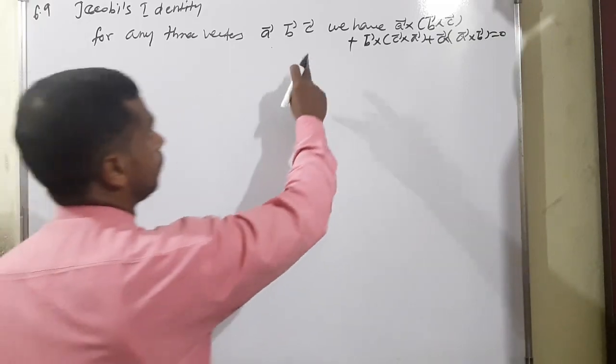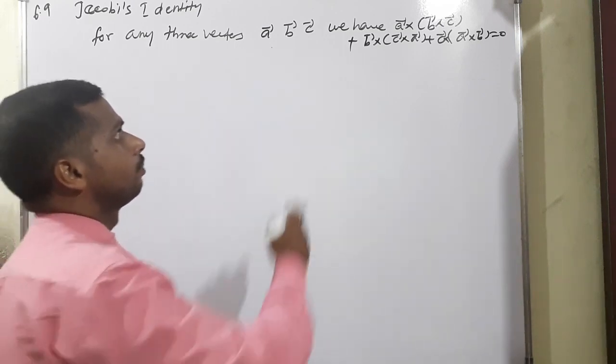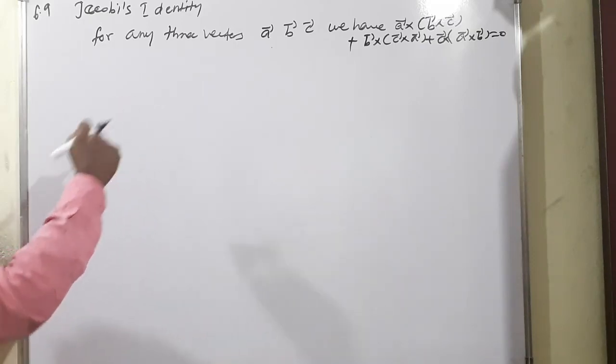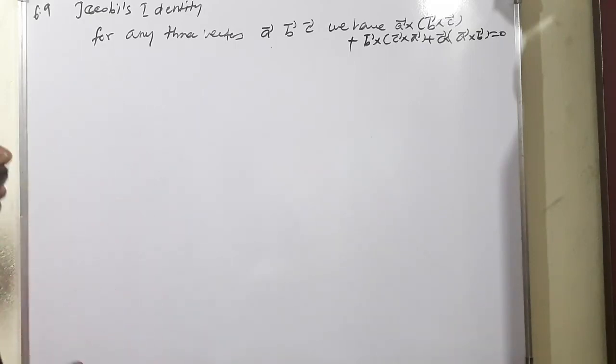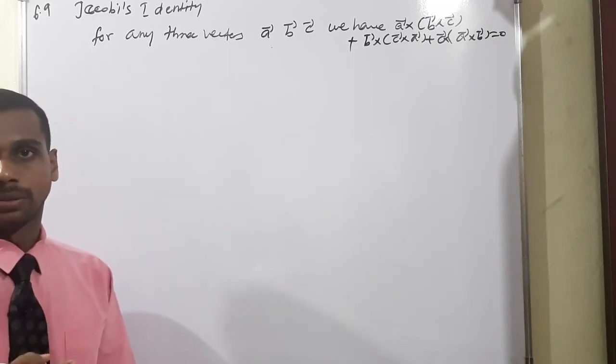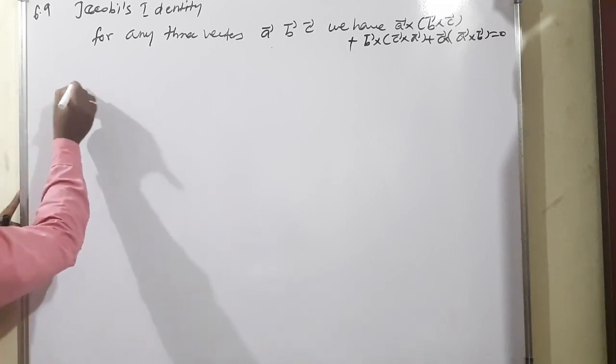What is the main condition? For any three vectors, A vector, B vector, C vector, we have three conditions. Look at there, this is already theorem 6.8 we have seen. That is, what is the name? Triple product, isn't it? So vector triple product, we already found.